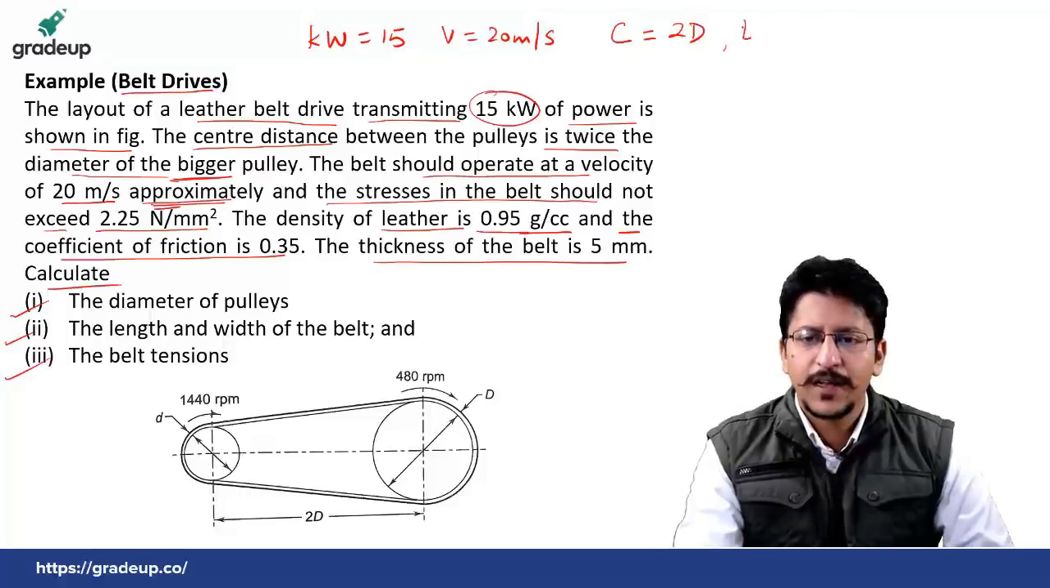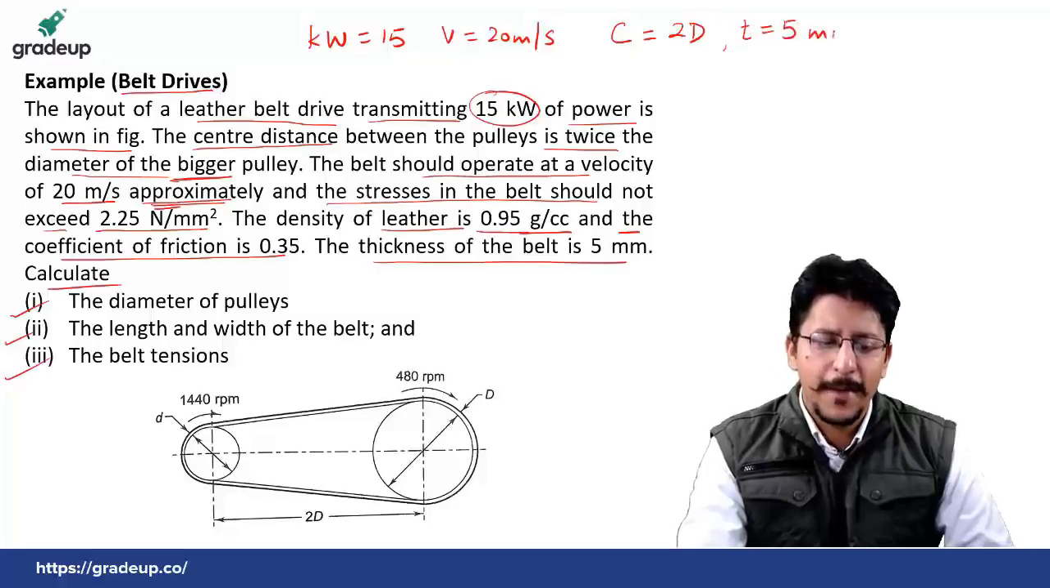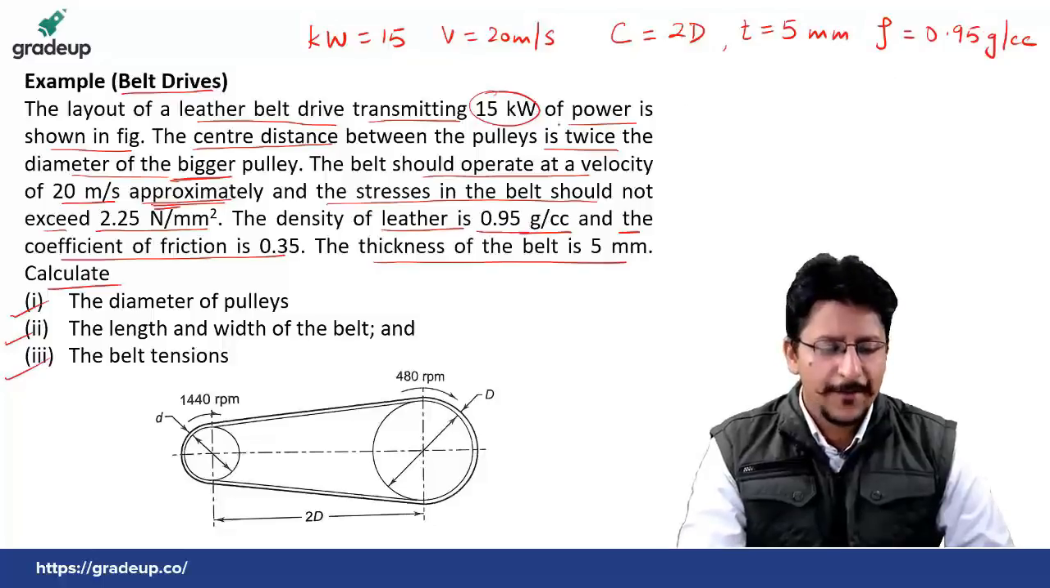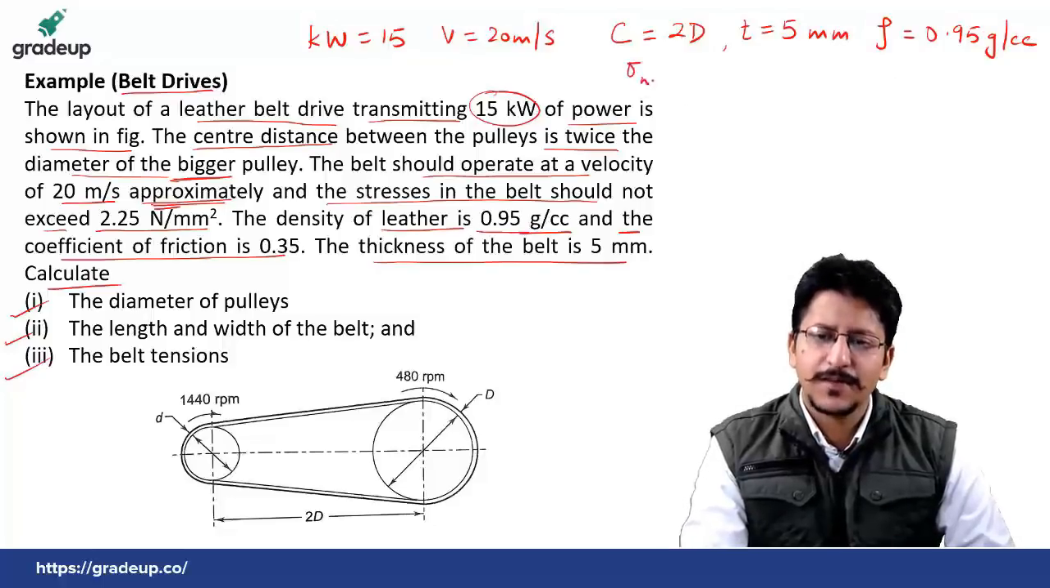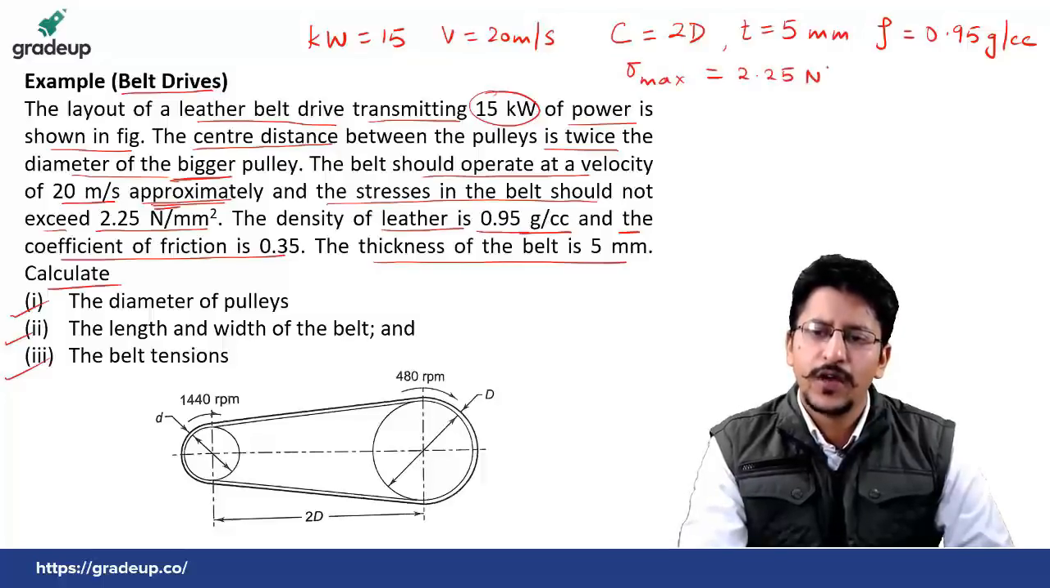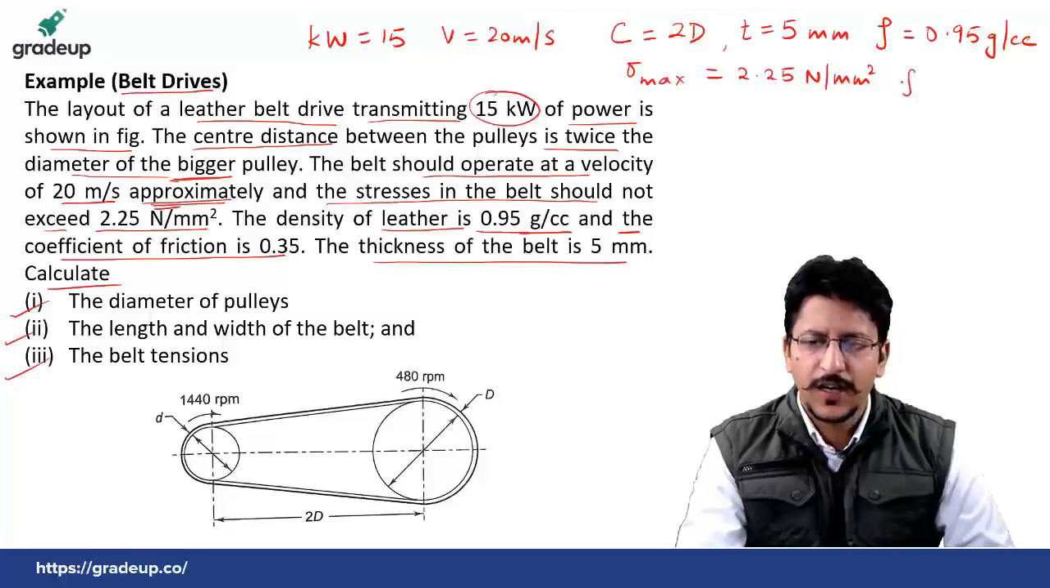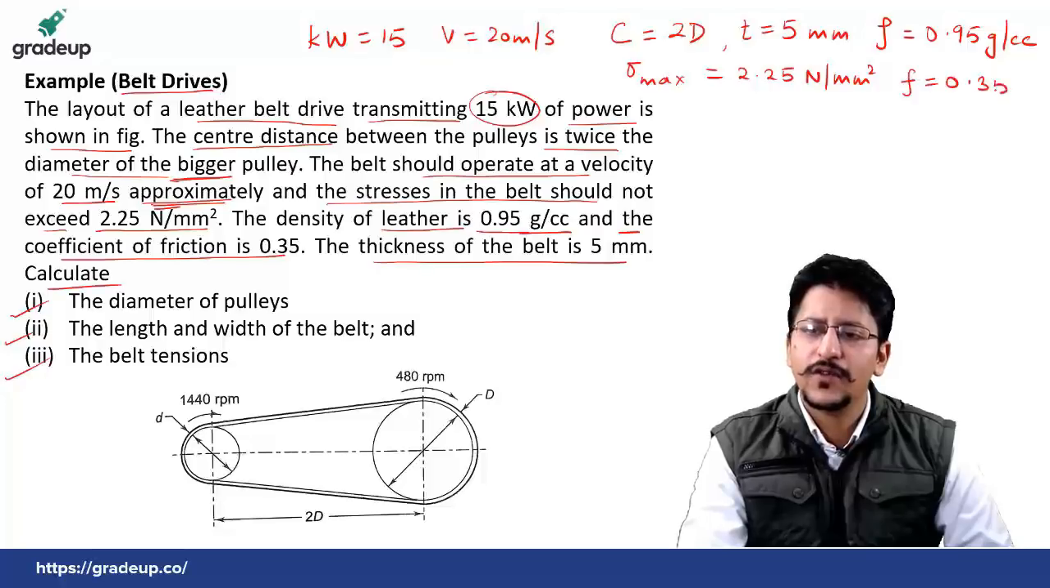t, that is the thickness, is given as 5 mm. Rho, that is the density of the belt material, is given as 0.95 gram per cc. Sigma maximum, which could be induced, is 2.25 Newton per mm square, and the coefficient of friction, that is f, has been given to you as 0.35.